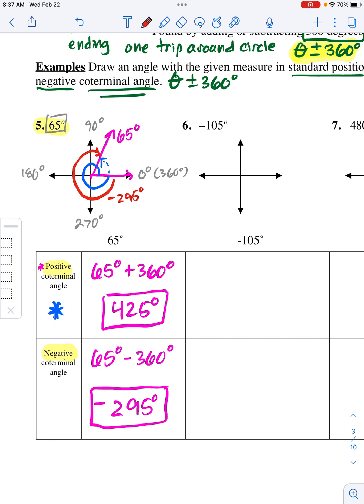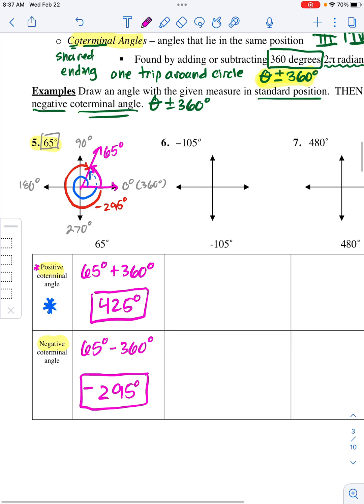And notice that 295 and 65 add up to 360 because going this direction, 65, and going the other direction, 295, should be the whole circle. That's how they meet. Now, what you're really responsible for drawing in the homework is just the original angle, not the coterminals. So let's just do that from now on.